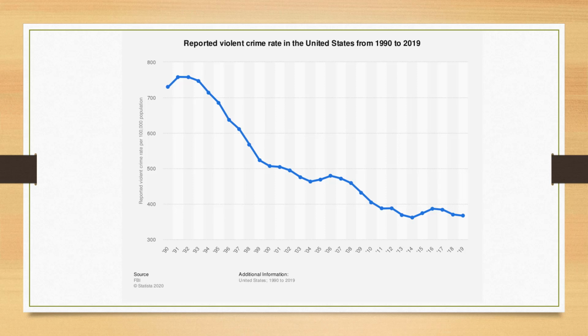And if we look at the number here, almost peaking at 800 per 100,000 of the population. So let's say 750, roughly, 760. And then it falls all the way down here to below 400, or let's say 350. So the violent crime rate in the United States falls 50%. This is an amazing achievement.